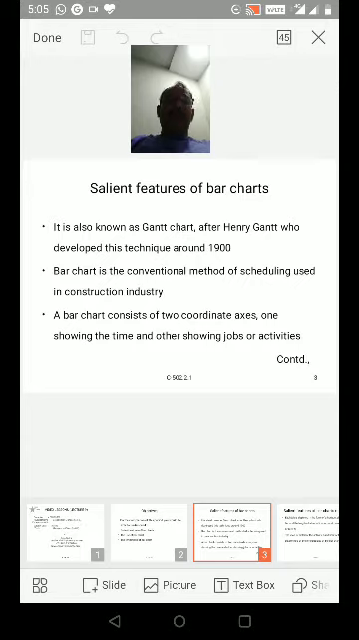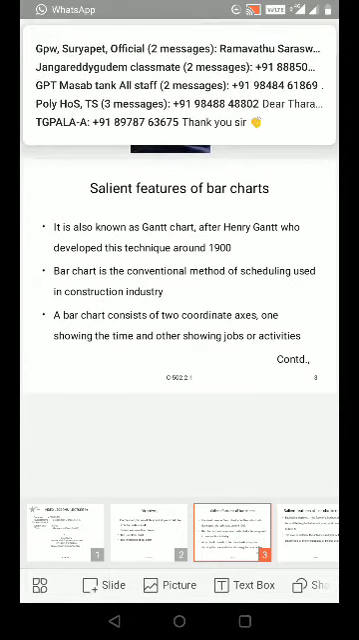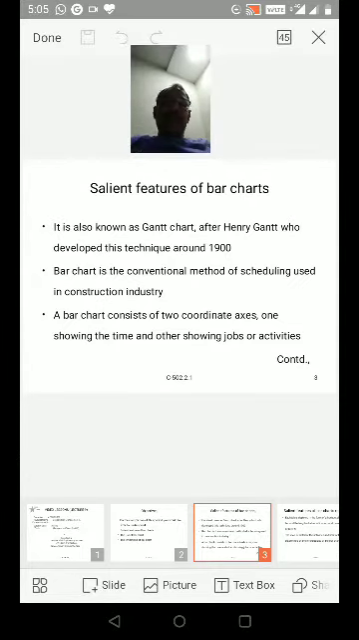It is also known as a Gantt chart or Gantt bar chart. After Henry Gantt, who developed the technique around 1900, the bar chart is the conventional method of scheduling used in the construction industry. A bar chart consists of two coordinate axes, one showing the time and the other showing jobs or activities. That is a brief description of the salient features of bar charts.